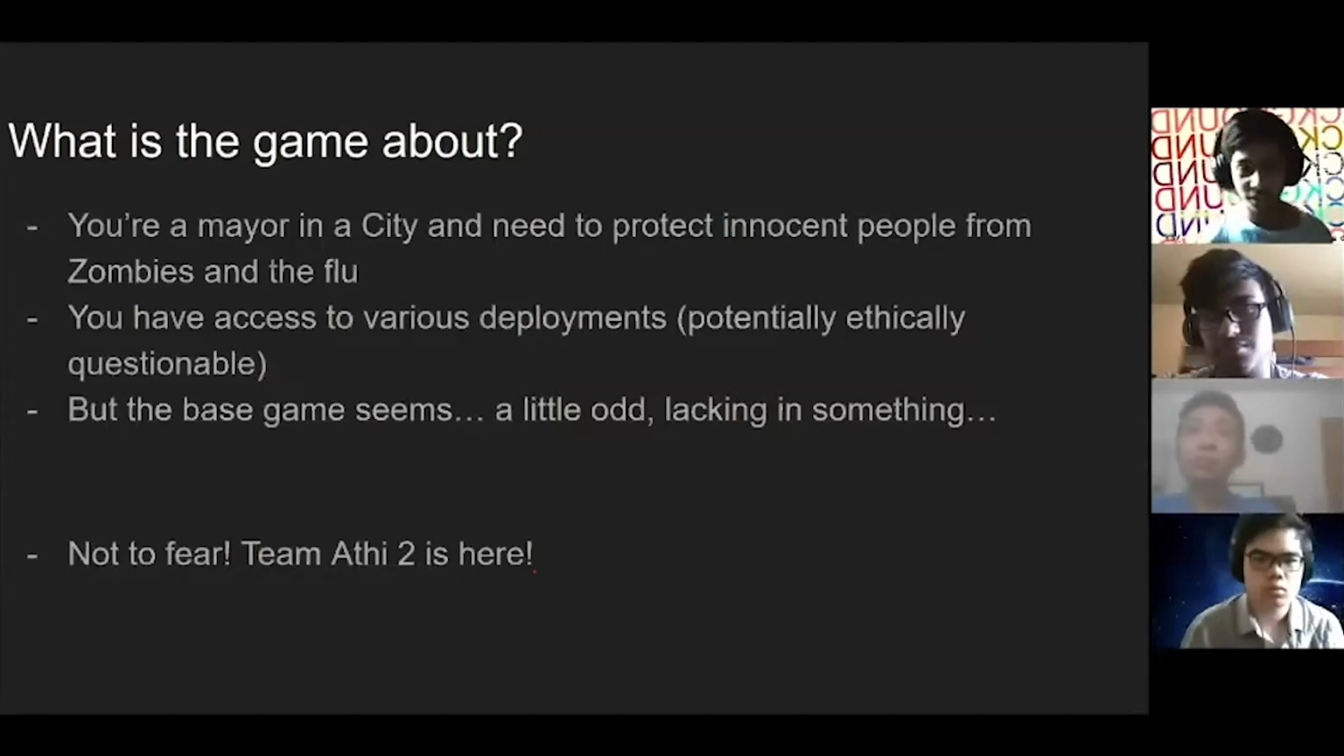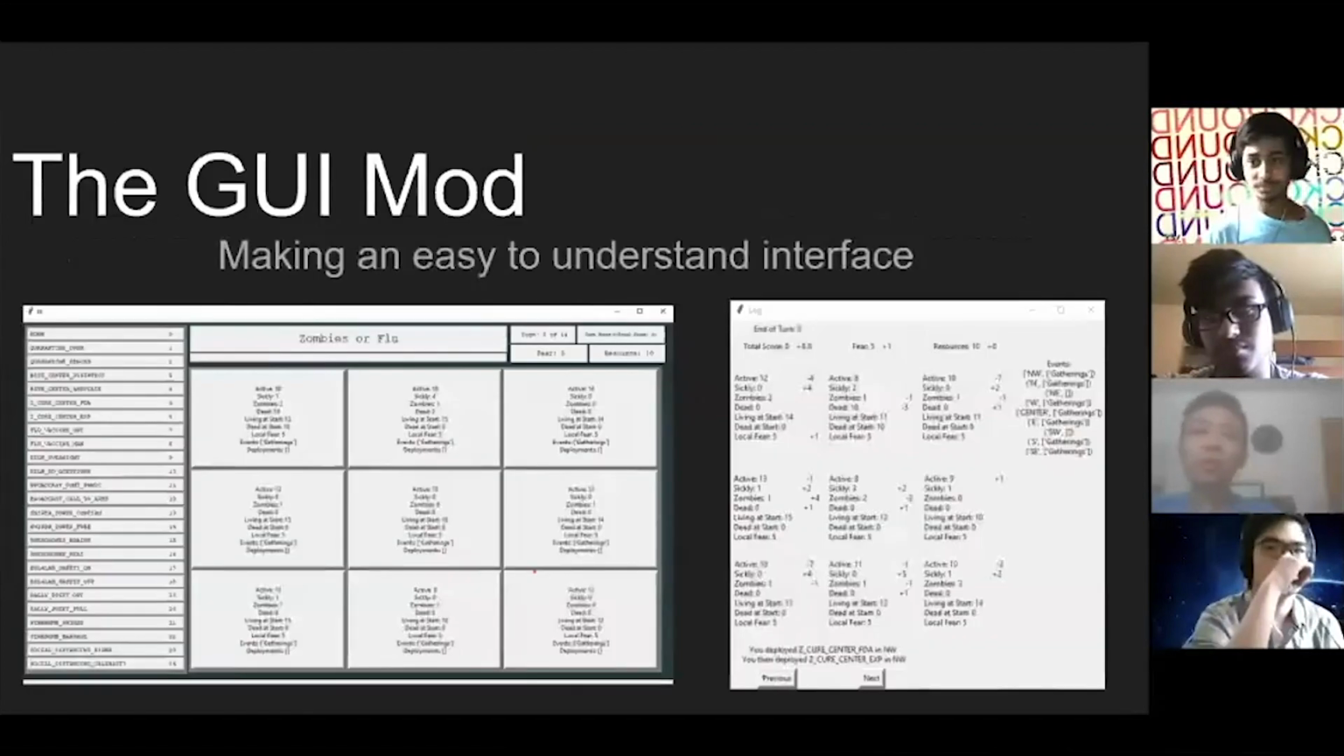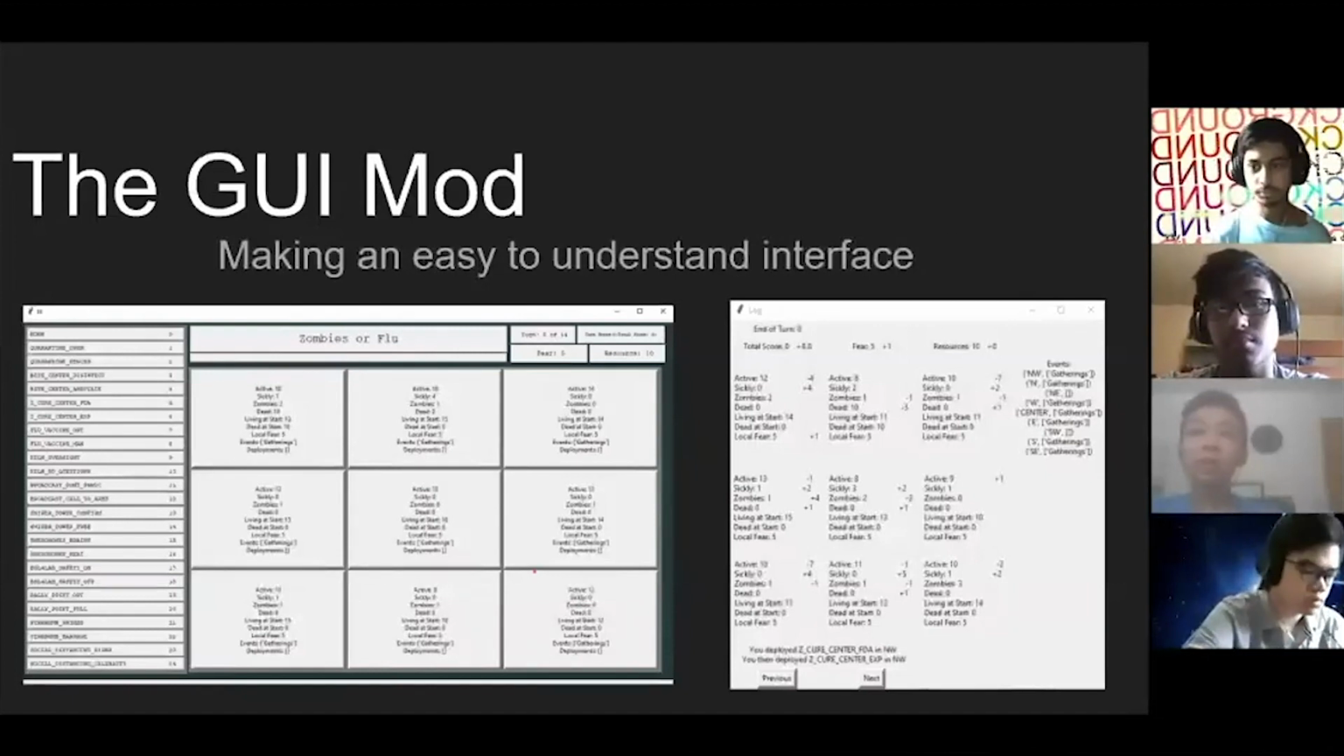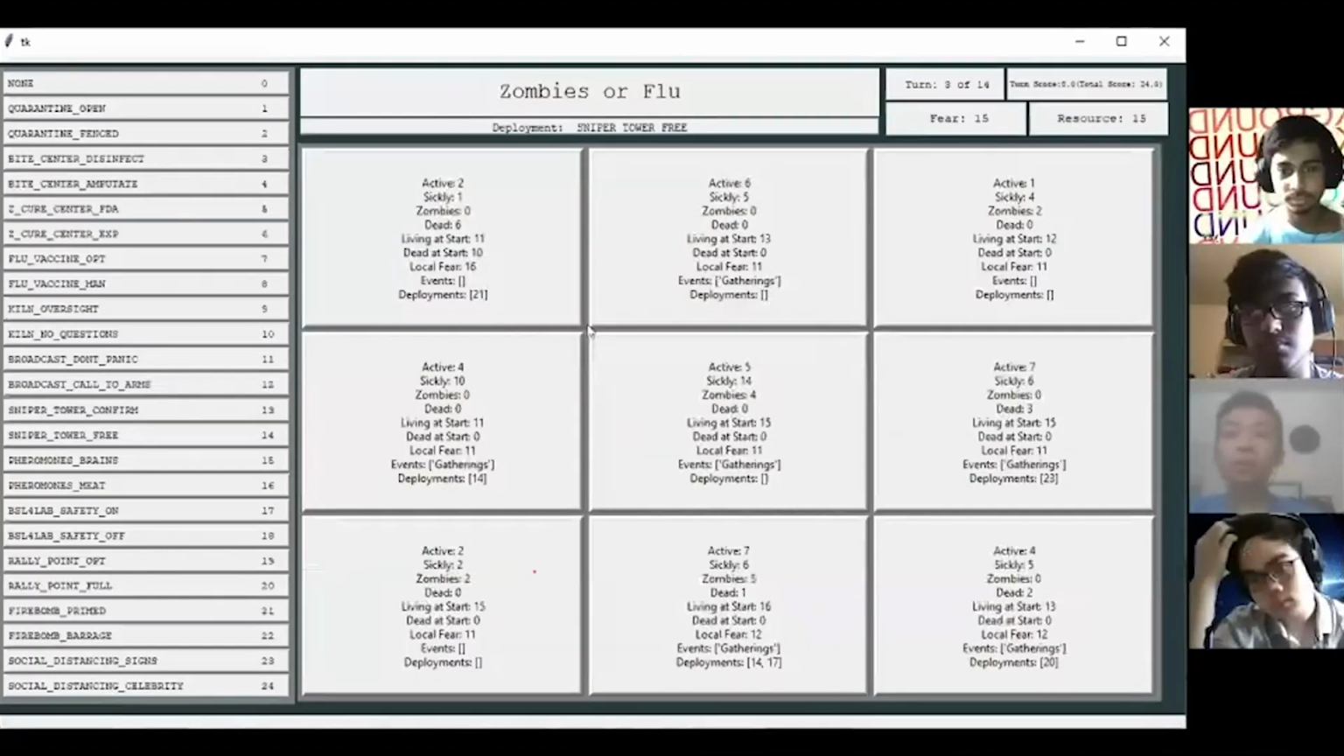To change that, we decided to get to work. Introducing the GUI mod. So we've been working extremely hard on a GUI that improves upon the original text-based UI, and we think we have developed a GUI that is markedly better in many aspects. So I'm going to have Sadiq bring it up and show it in action while I walk through all the changes. The first thing we changed is how the user selects their actions.